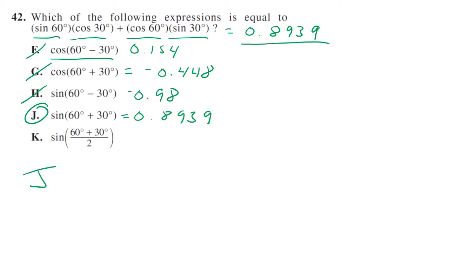Choice J. Now, if you just know your trig identities, that's what this really is about, is knowing your trig identities. You would know that sine of A plus B equals sine A cosine B plus cosine A sine B. Let's rewrite that, we're running out of space here. Let's try to rewrite it, make it a little bit more efficient here.